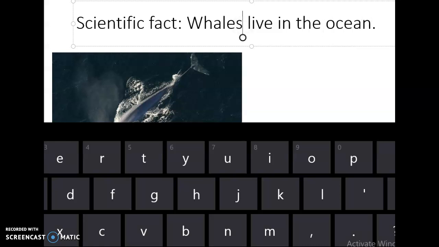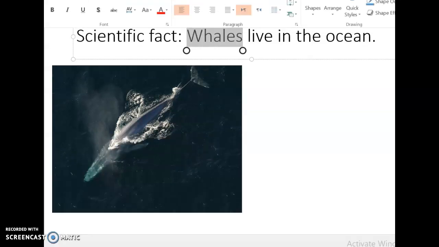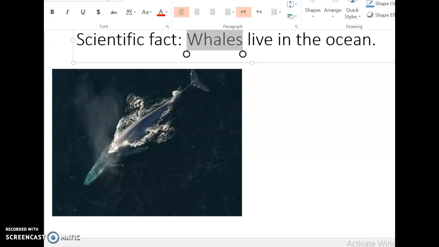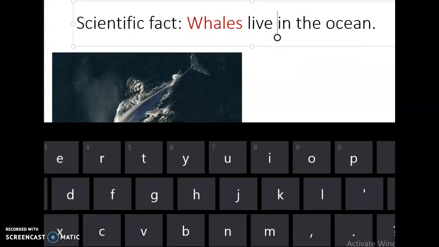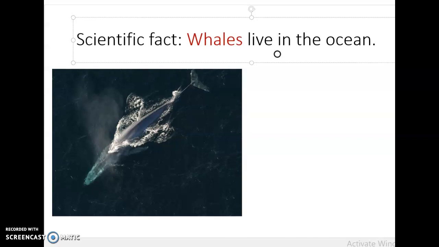I look at the subject. Whales is the subject. I will put it in another color. And the subject here is plural. So we just use the base form. We don't add anything to the verb. Whales live in the ocean. This is the first use for simple present.